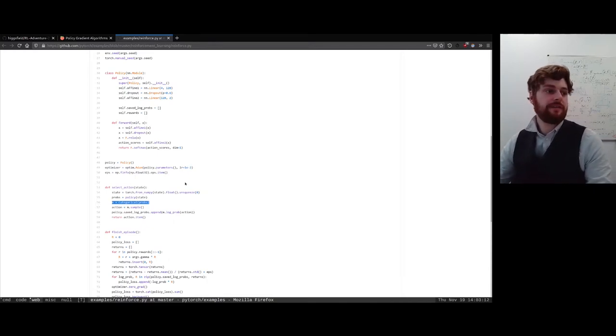And alternatively, you could in PyTorch define this as a categorical distribution. You'd have to not use the softmax here and do things a little bit differently, but you could use a Gaussian here, for example.